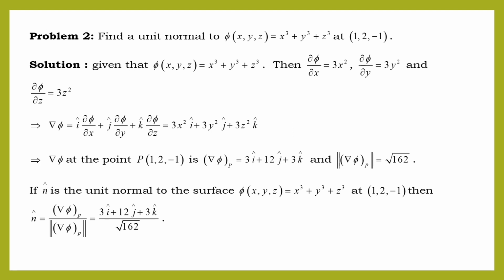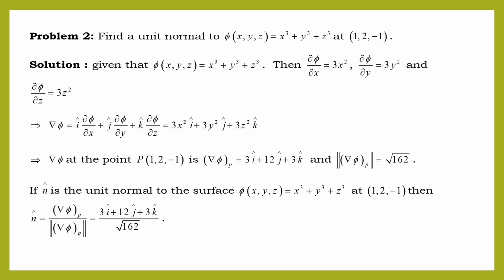Problem number 2. In this problem, a surface is given, phi of x comma y comma z equals x cube plus y cube plus z cube. They asked us to find out a unit normal to this surface at the point 1 comma 2 comma minus 1. We have already studied that the normal to a given surface is nothing but the gradient of the given surface at the given point.